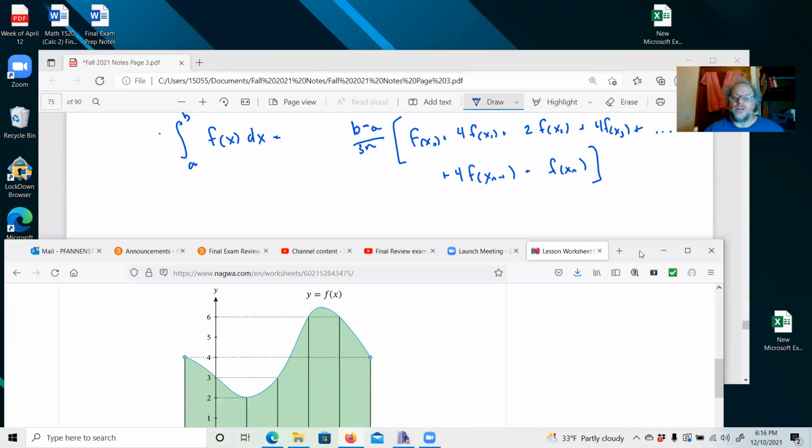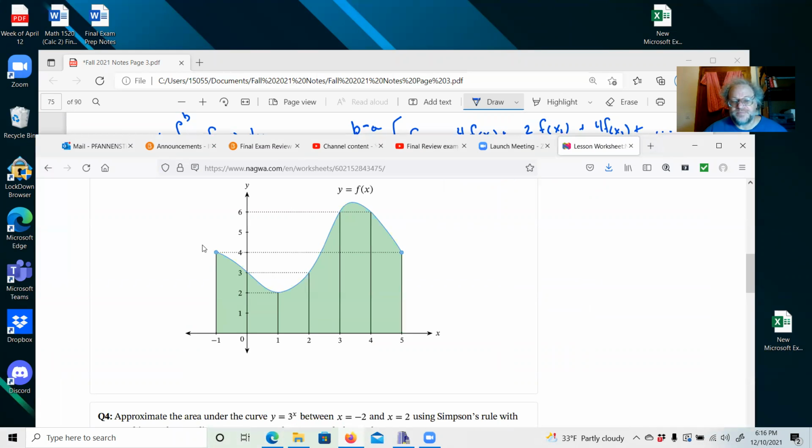So what about this case? We don't have a formula. All we have here are some values. And like I said, the one that I gave you on the quiz looks very similar to this. I don't have the little dots here.